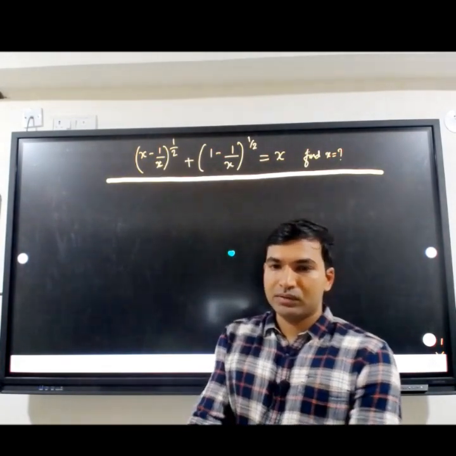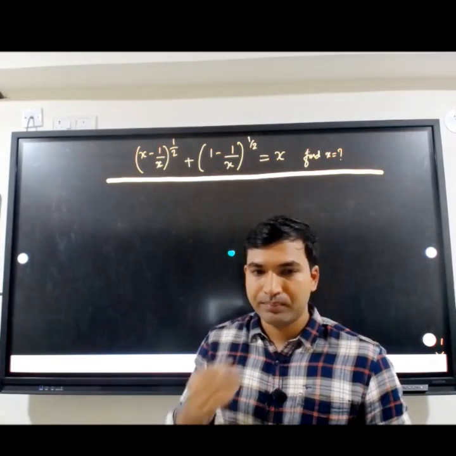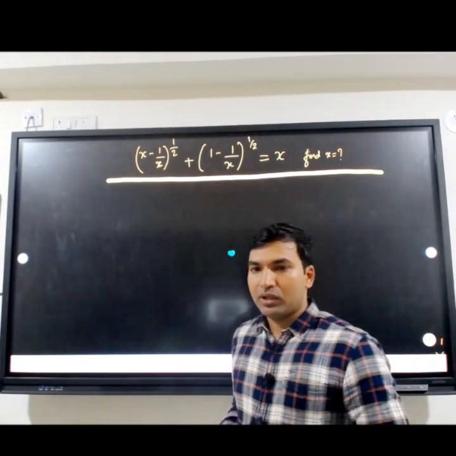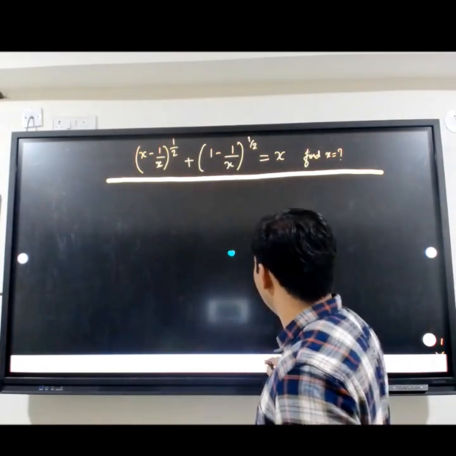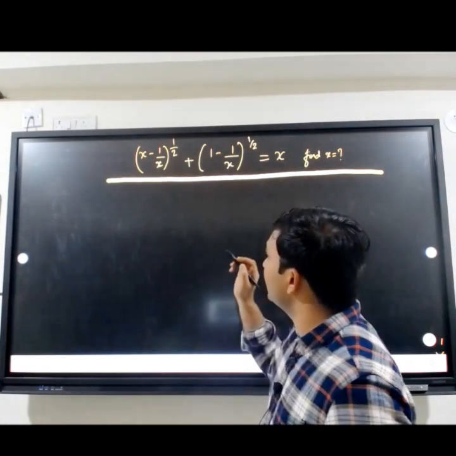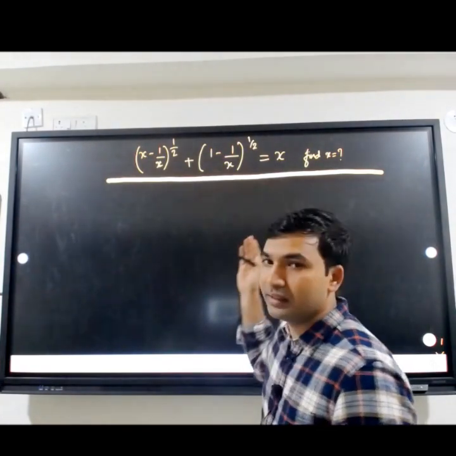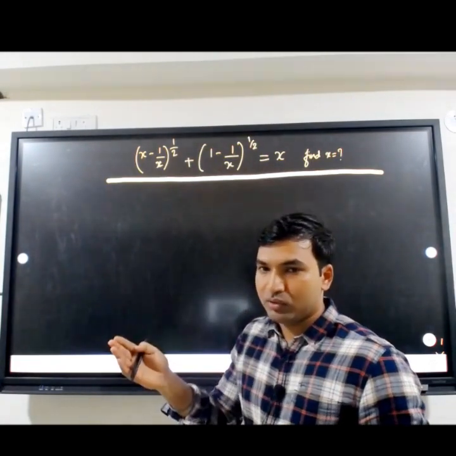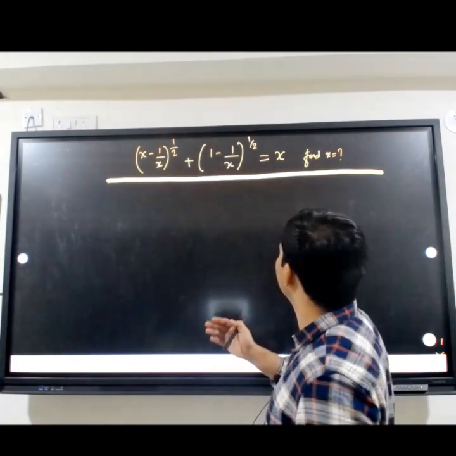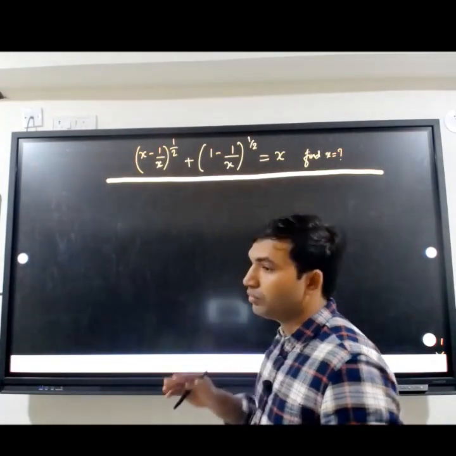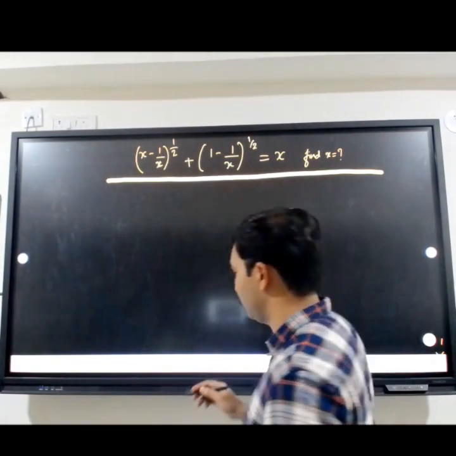Okay, give it a pause and try to solve this. If you're not able to figure it out, then see the solution here. So let's see the approach. If you are thinking of taking one term to the right hand side and then squaring both the sides, I think that will not work. It's a very interesting question because the answer to this is even more interesting. Let's see how to solve this.